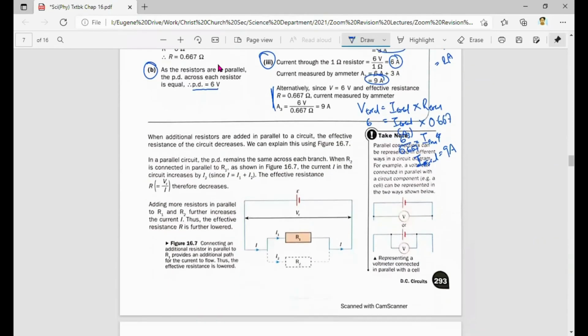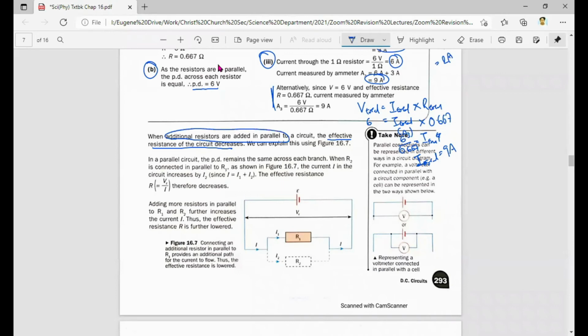Now, I think this part over here, they are explaining a little bit more. People tend to miss it out, but I thought it's really quite a good additional info. When additional resistors are added in parallel to a circuit, when I add more and more resistors in parallel, do take note, the effective resistance decreases. So more resistors added in parallel, the overall resistance actually drops.